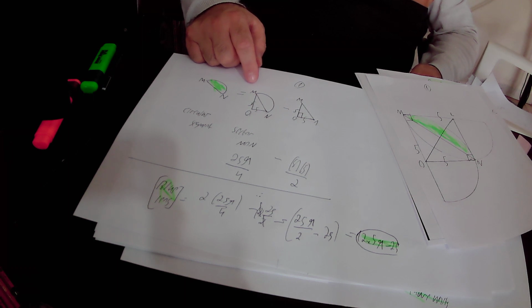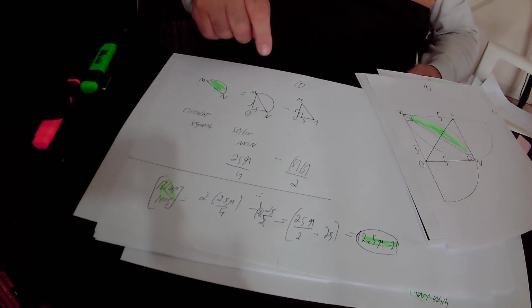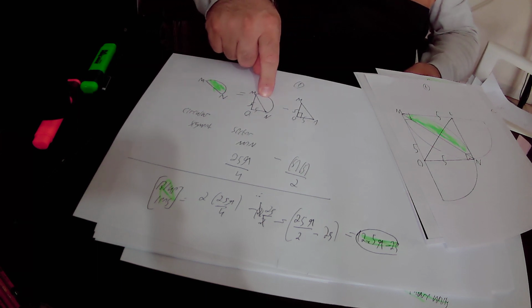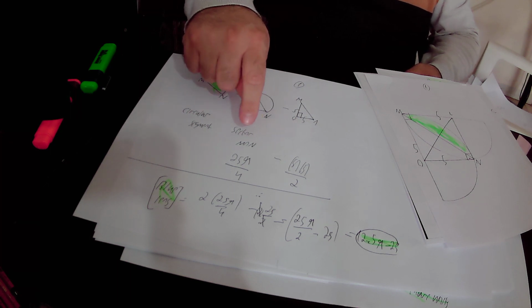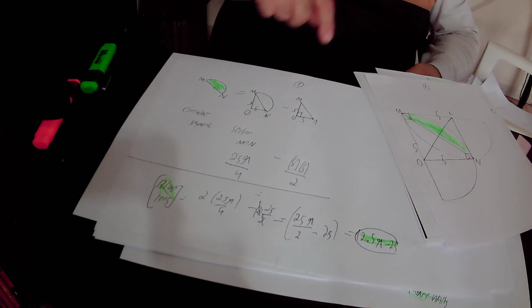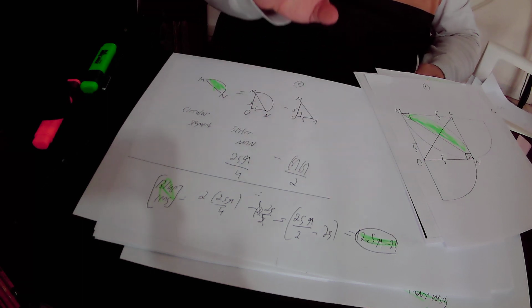Why? Because sector MON is a quarter circle, and the area of any quarter circle equals the area of the circle over 4. The area of this circle with radius 5 is pi r squared, and r equals 5, so it is pi times 5 squared. And if we divide the area of the circle by 4, we get the area of this quarter circle. So the area of this quarter circle equals pi times 5 squared over 4, that is 25 pi over 4, minus the area of this right triangle, that is equal to the base times the height over 2. That is 5 times 5 over 2.